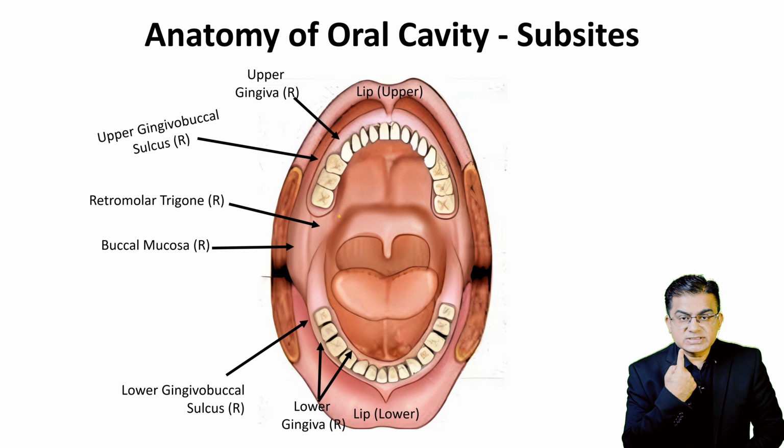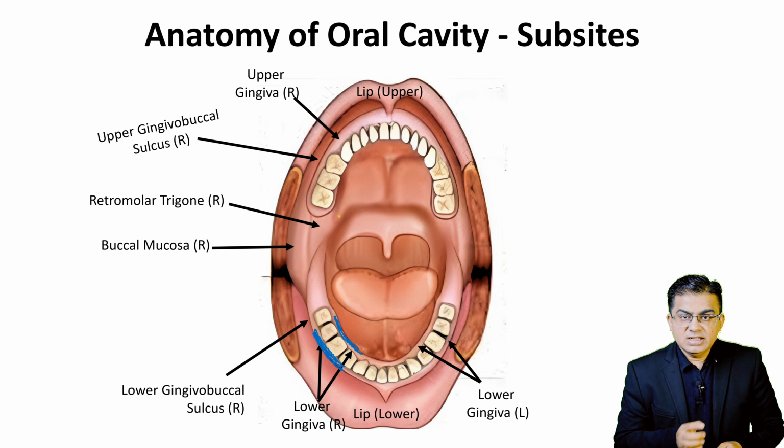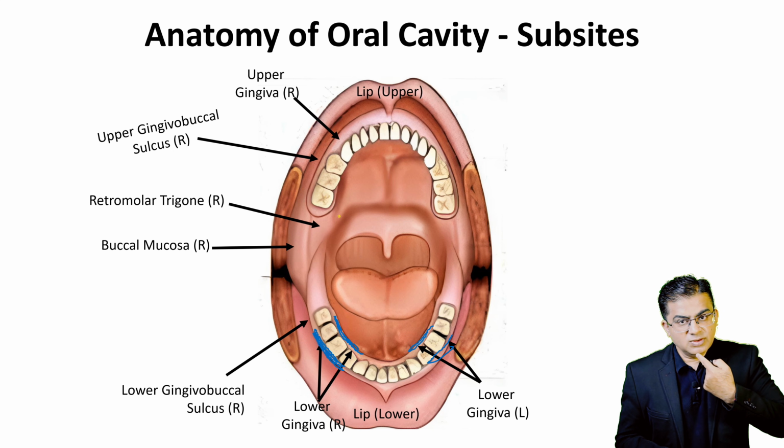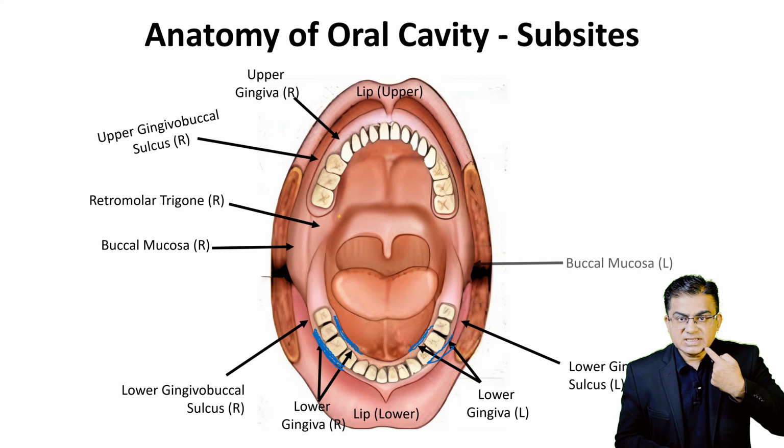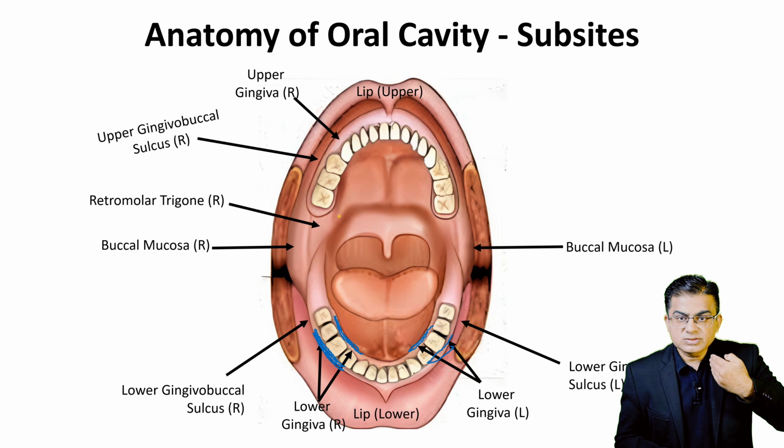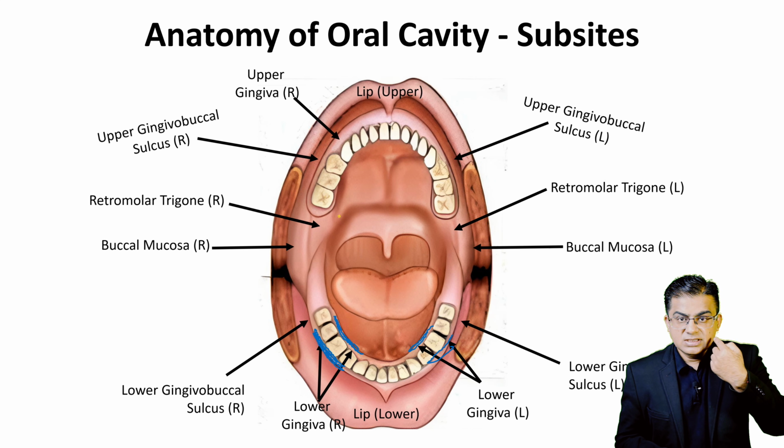Please notice there are two sides of gingiva. One towards the buccal mucosa, it is called buccal aspect or buccal surface of gingiva. The other is towards the tongue, called a lingual aspect or lingual surface of gingiva. Then you come to the opposite side, left lower gingiva, one buccal aspect and the other lingual aspect. Left lower GB sulcus, left buccal mucosa, left RMT, left upper gingivo-buccal sulcus, left upper gingiva.